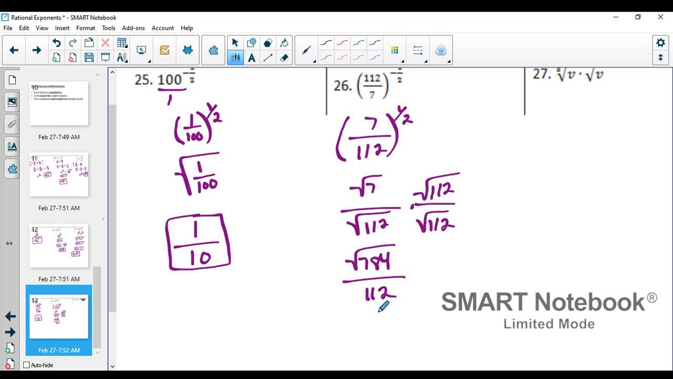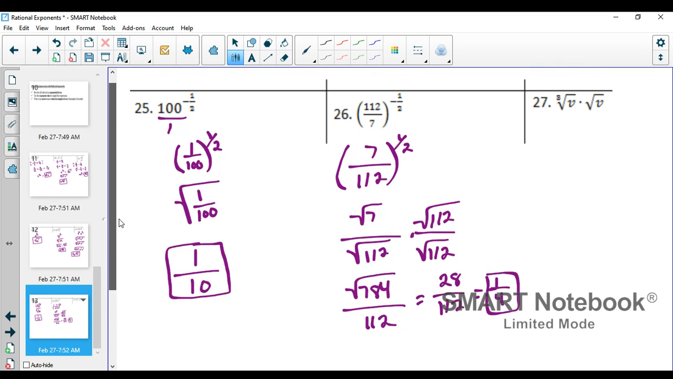Now, I'm pretty sure we can simplify the square root of 784, but just give me a minute to find the factors. 784 has a square root itself of 28. So the square root of 784 is 28. So this equals 28 over 112, which is a fraction that will simplify to 1/4. So all of this work to get 1/4. And that's our final answer.